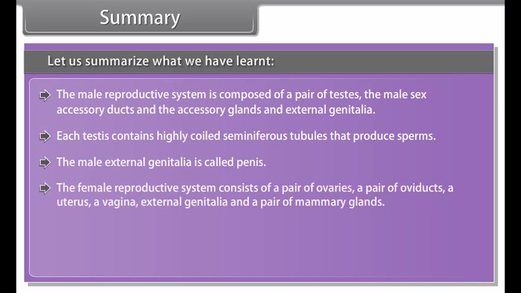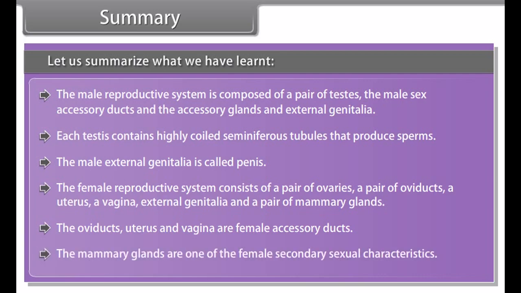The female reproductive system consists of a pair of ovaries, a pair of oviducts, a uterus, a vagina, external genitalia, and a pair of mammary glands. The oviducts, uterus, and vagina are female accessory ducts. The mammary glands are one of the female's secondary sexual characteristics.